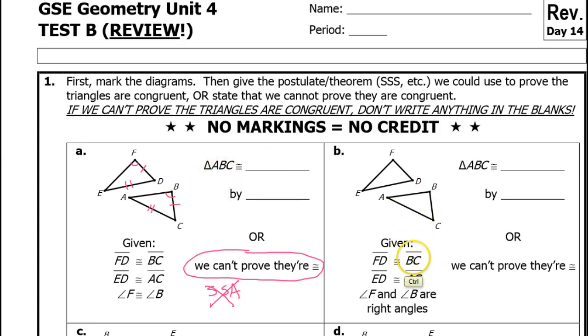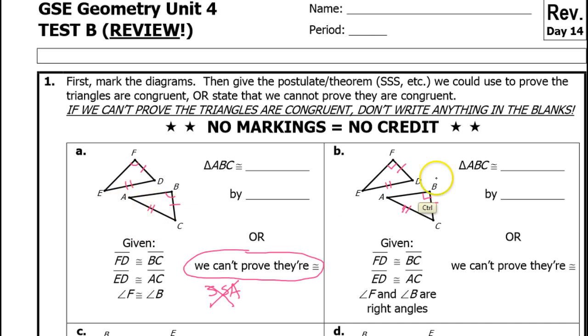All right, moving on to B. FD is congruent to BC. So here's FD and here's BC. Now ED is congruent to AC. So ED is congruent to AC. Angle F and angle B are right angles. So here's angle F and here's angle B, and they are right angles.